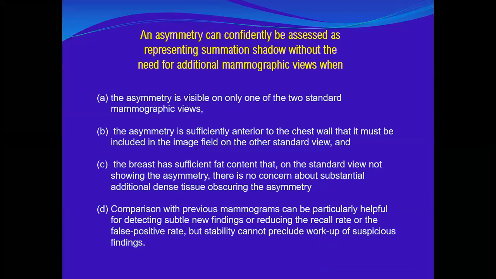In this situation, you might confidently say this is BI-RADS 1 or BI-RADS 2, if the asymmetry is seen in one view, but the other view is completely fatty, or there is no significant fibroglandular tissue that might obscure that asymmetry, and the asymmetry is in the mid or anterior breast, not in the posterior breast, so it's not expected to be outside or cut off on that view. And if we have previous studies, we might use them to compare.